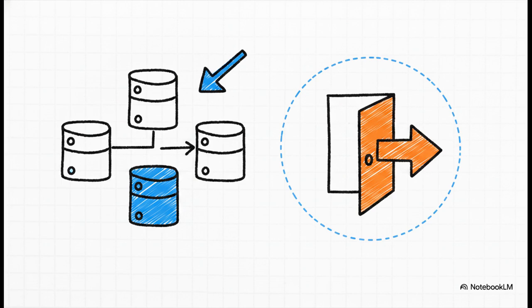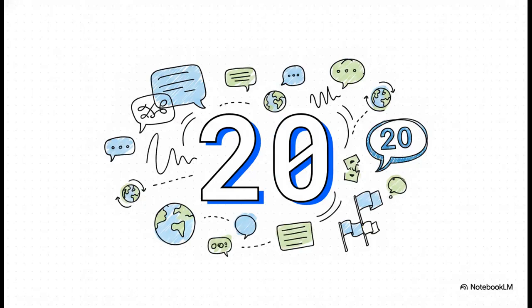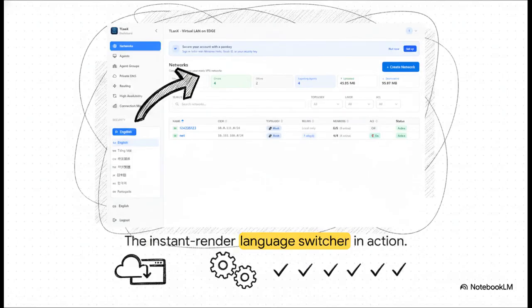Now here is a feature that truly highlights how globally accessible this platform is. TLanX is fully localized right out of the box, supporting an impressive 20 different languages. You can find the language switcher right down there in the sidebar footer. When you open up the searchable list and pick a new language, the entire dashboard re-renders instantly. There's no page reload, you don't lose your place, it's just seamless. Plus, your choice is remembered per browser, so you only have to set it up once and you're good to go.